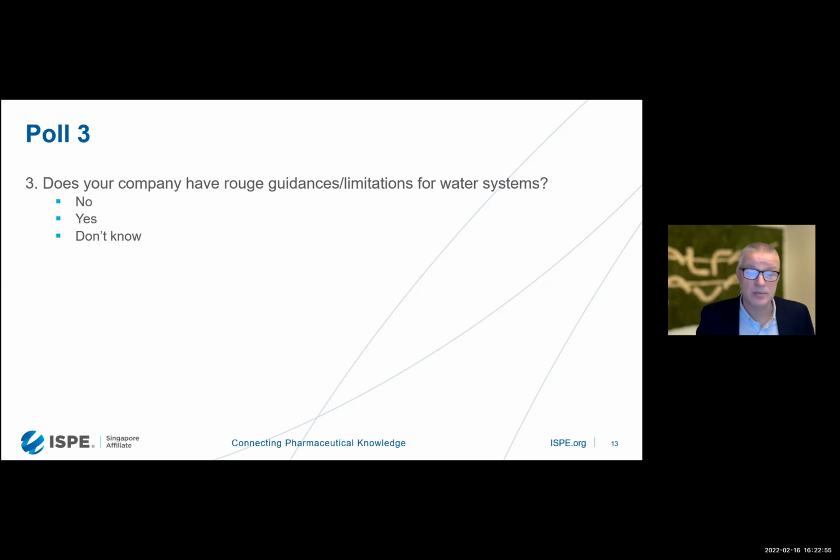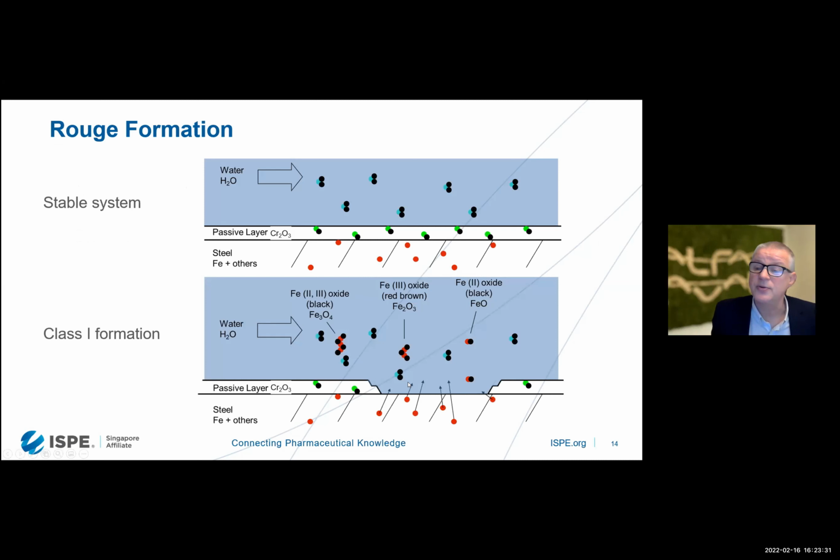And this is also quite common. I can see that the majority of the companies don't have any guidances or statements for rouge, and this is quite common. I think, though, that you should have a particulate contamination limit, especially if you're working with injectable drugs, and that's also maybe what we see: 19% have yes. So they are probably working with injectable medicines. So thank you very much for that, and let's go back to the rouge formation.